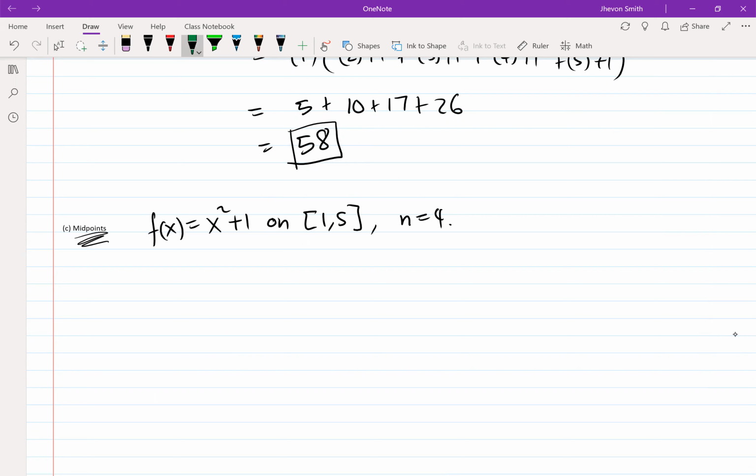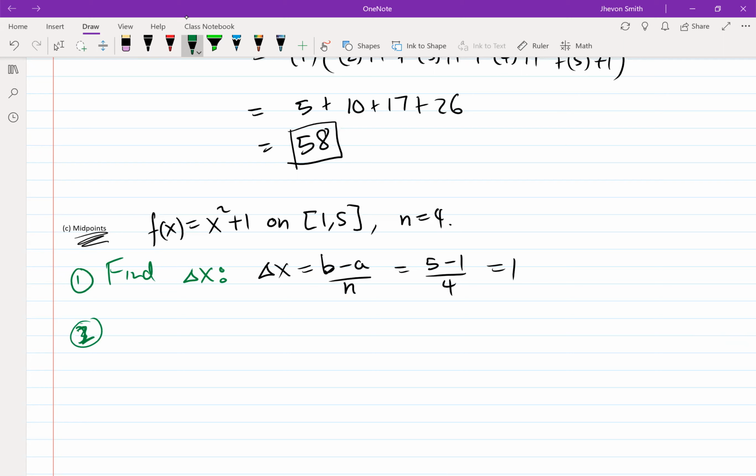The idea is going to be the same. So step 1, find delta x. Delta x is equal to b minus a over n. This is 5 minus 1 over 4, which is 1. Step 2, jumping to step 3. Sketch the interval, pick numbers.